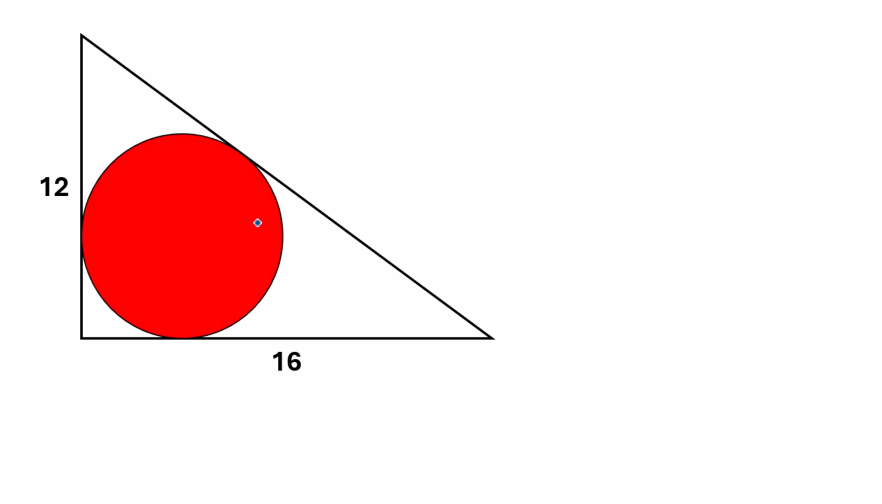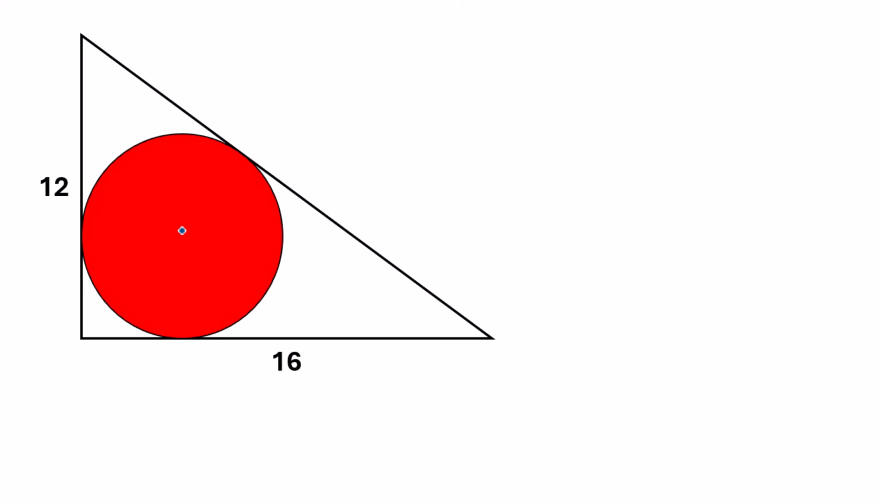We have a right angle triangle. The height of this triangle is 12 unit and the base is 16 unit. And there is a circle inside it that touches these three sides. We have to find the area of this circle.